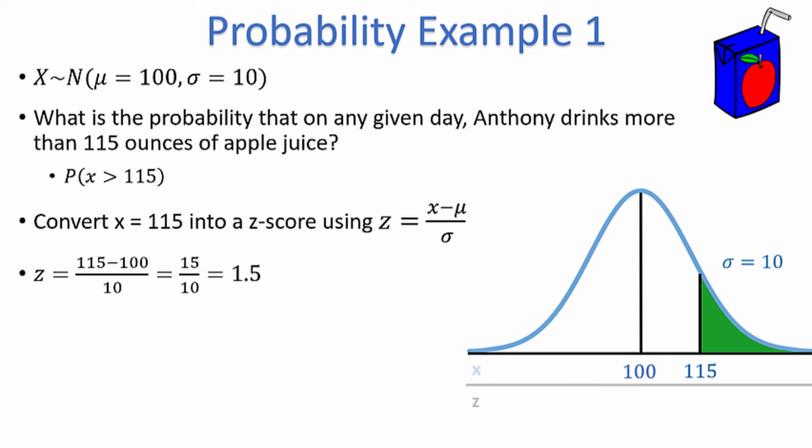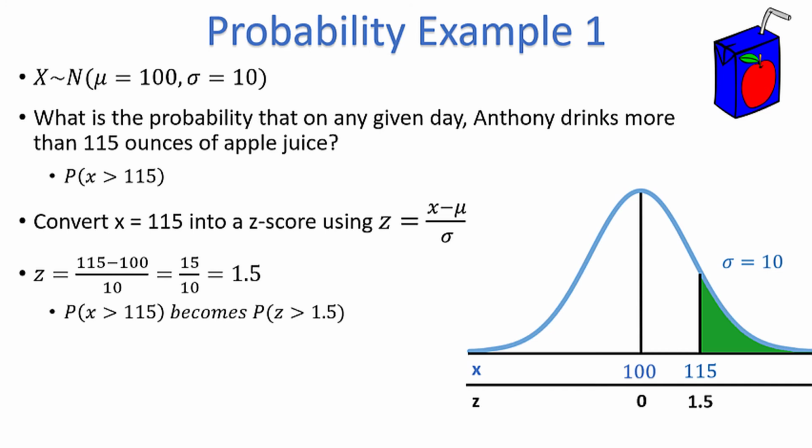We can create a second horizontal axis for the graph that corresponds to z-scores. A z-score of 0 always corresponds to the mean, and we just calculated that 115 corresponds to a z-score of 1.5. This tells us that 115 is 1.5 standard deviations above the mean. The probability that x is greater than 115 is equivalent to the probability z is greater than 1.5. At this stage, we need to look for z equals 1.5 in the standard normal distribution table.